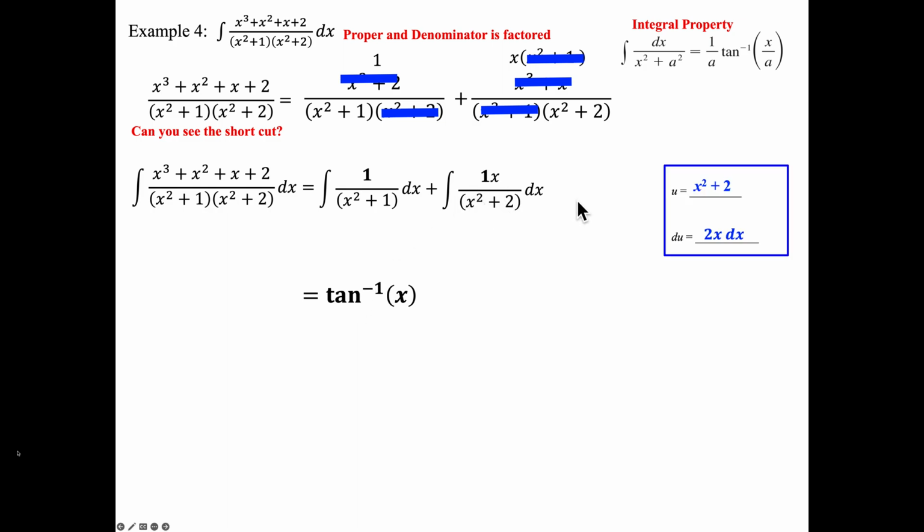Let x squared plus 2 be equal to u. Take the derivative, which is 2x. Divide over the 2. There's my x dx. So we'll have plus 1/2 times the integral of 1 over u, which becomes the natural log of the absolute value of u. And then put your x squared plus 2 back in for the u. And put on your plus c, and we have it done.